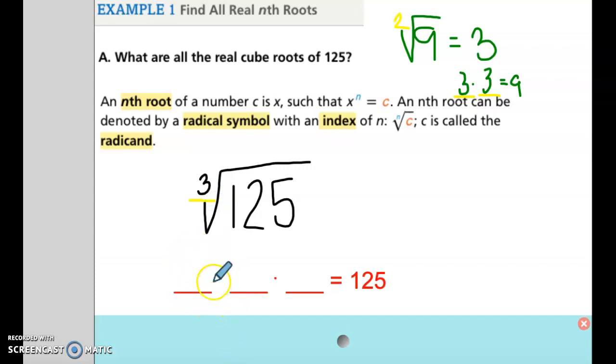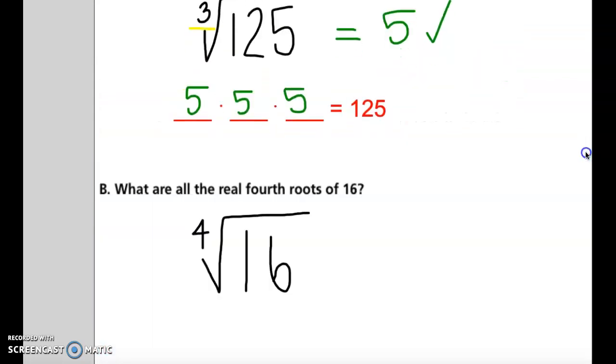So I need some number multiplied by itself 3 times to give me 125. What's that going to be? You can kind of just do trial and error on a calculator. That's going to be 5 times 5 times 5, right? The same thing multiplied by itself 3 times is going to give me 125. So the cube root, I could say, of 125 is 5. And that's it. Let's look at another one.